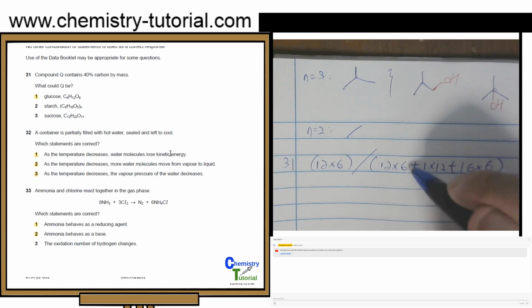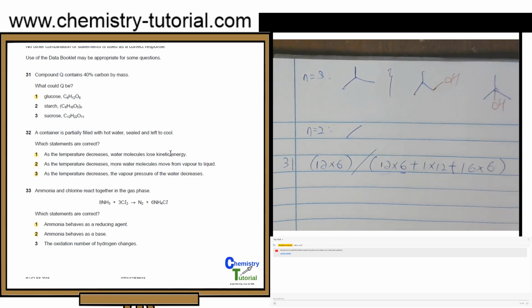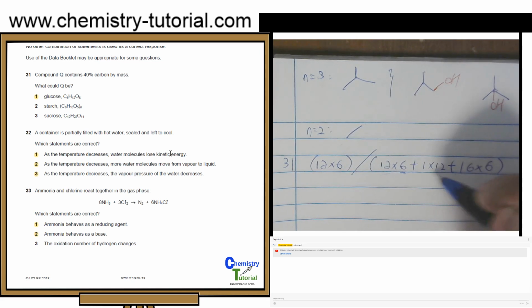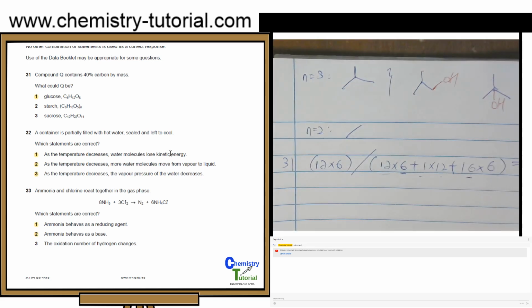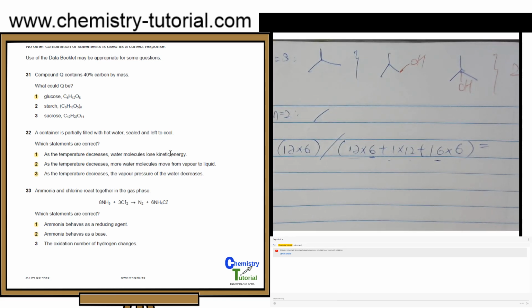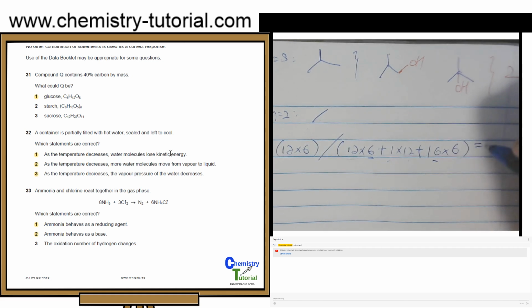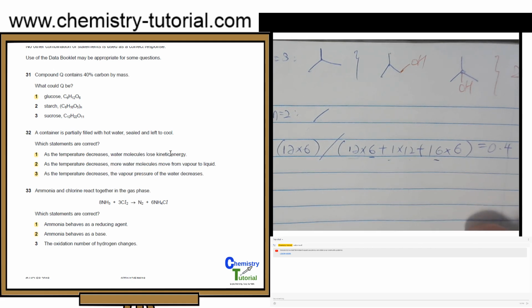I hope you know how I got these values, because you have 6 carbon atoms and the AR of carbon is 12. You have 12 hydrogen atoms, the AR of hydrogen is 1. And you have 6 oxygen atoms and the AR of oxygen is 16. So you will do a calculation, multiply by 100%. Let's just do the calculations first. 12 times 6 divided by 180. So indeed, this is 0.4 or 40%.